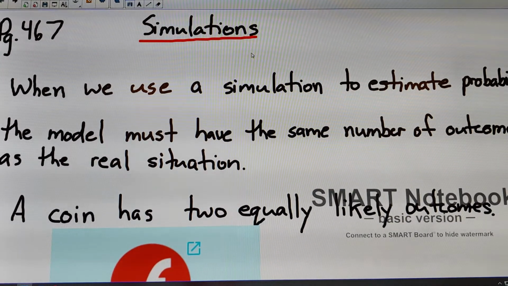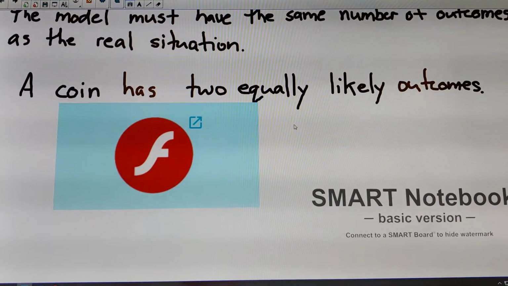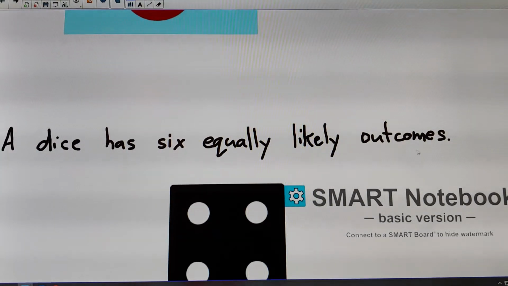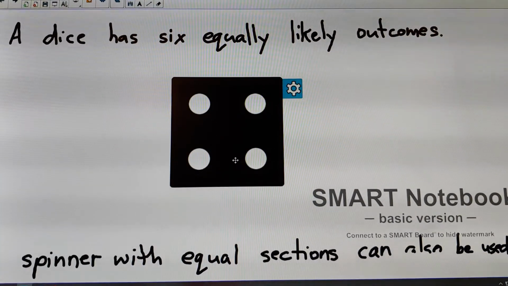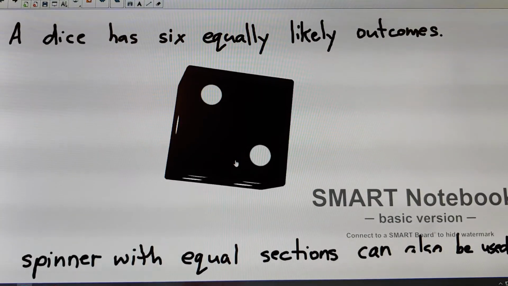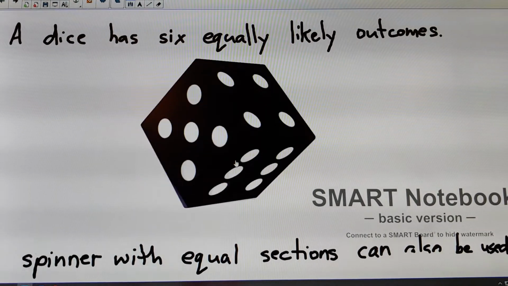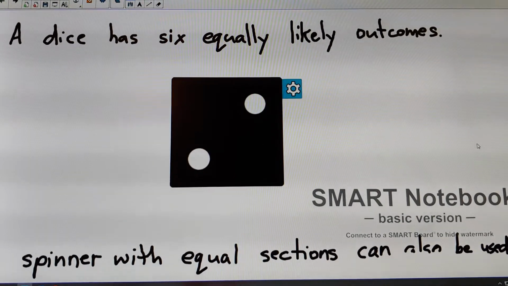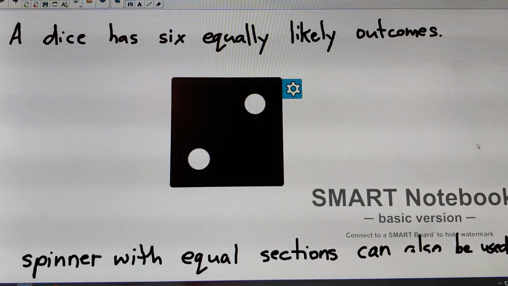Well, you'll see in a moment. So a coin has 2 equally likely outcomes, and in the smartboard in the classroom, this would be an awesome coin where I could click it and it would randomly pick a side. A dice has 6 equally likely outcomes, and look at it go. Oh, we get a 1, and a 2, and a 5, and you get the idea, okay? So that's those two.